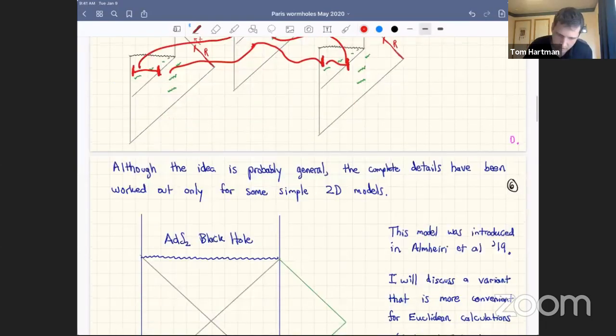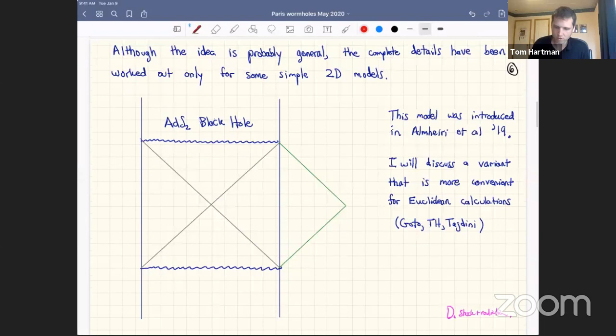Although I think a lot of the things that I'm discussing here are general, the details have been worked out only for some simple models in 2 dimensions. In particular, the wormholes that I'll talk about can be constructed in a local sense. They can be constructed in general. I can explain what I mean by that later if somebody asks me.